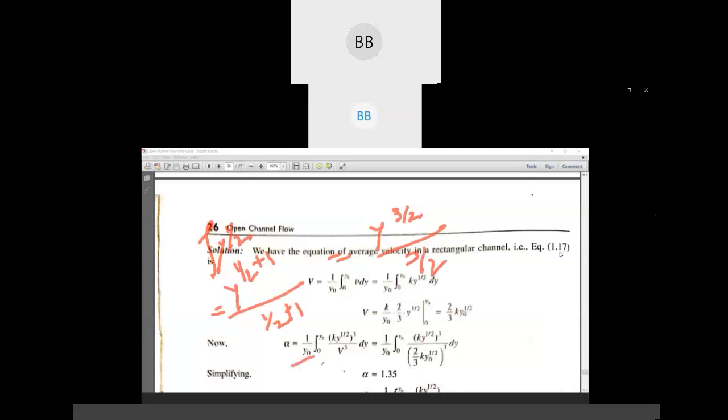So this thing, you again can write 2 by 3. If you take it out, it will be 2 by 3 multiplied by y to the power 3 by 2. So here the steps are missing. They have directly given 2 by 3 y to the power 3 by 2. Then we have to substitute the limit.